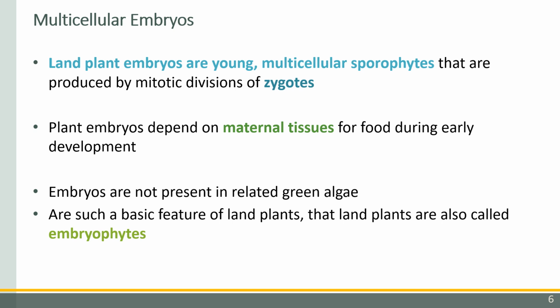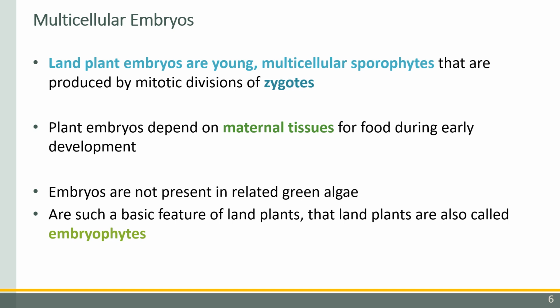So land plants have multicellular embryos. Humans have multicellular embryos as well. You're probably at least vaguely familiar with this. When a sperm fertilizes an egg, that egg begins to divide, and then the cells that it divides into are eventually going to grow into the different regions of the organism. The exact same thing is going to happen in plants. So we are going to have sperm and eggs in plants as well. They are going to combine together to produce multicellular sporophytes.